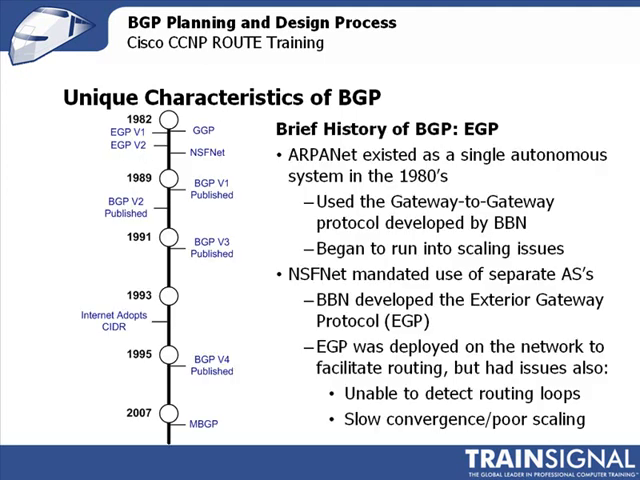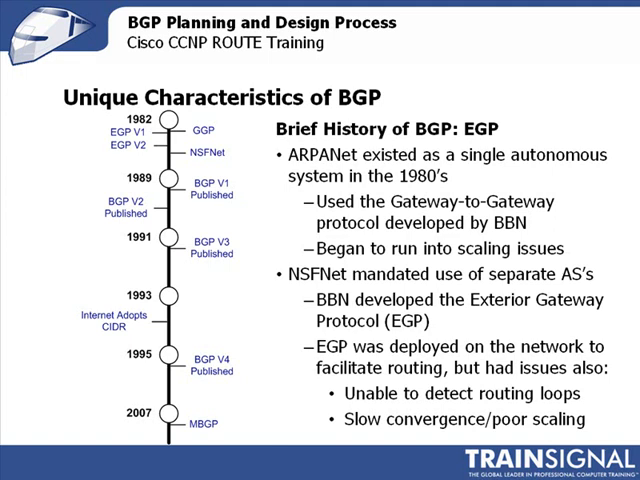To begin with, you need to understand BGP from understanding the Internet, essentially. The first network that preceded the Internet was ARPANET. It was a single autonomous system that existed in the 1980s. They used what was called GGP, or the Gateway to Gateway Protocol, developed by BBN. There were several versions of it, versions 1 and 2. But they began to run into scaling issues.